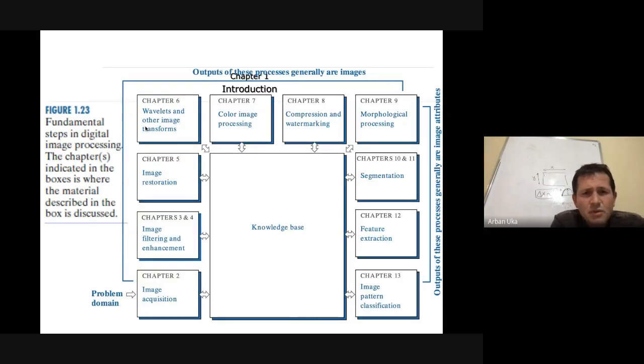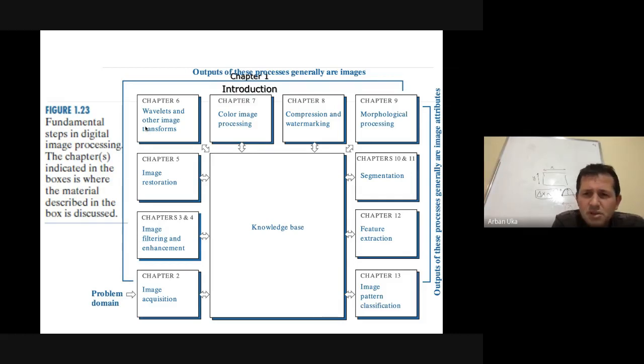In chapter 6, we're going to talk about wavelets and other image transforms, which can be used for the sole purpose of improving the image quality, trying to acquire as much analysis as possible out of a given image. Then chapter 7 is about color image processing. Chapter 8 is compression and watermarking. And I believe this is as much as we can cover in this semester. So we may go up to chapter 7 or 8 together.